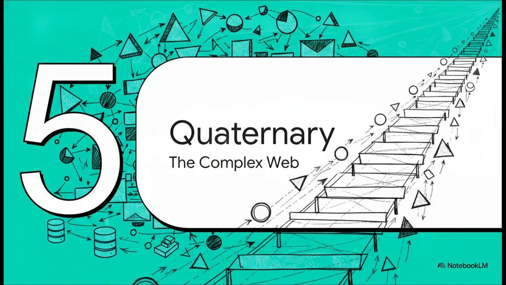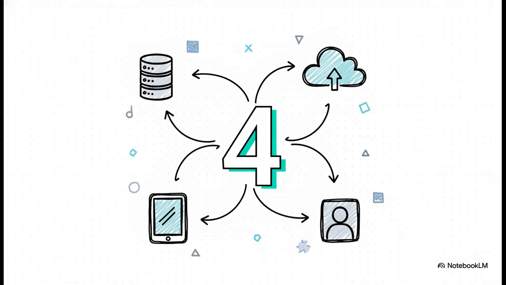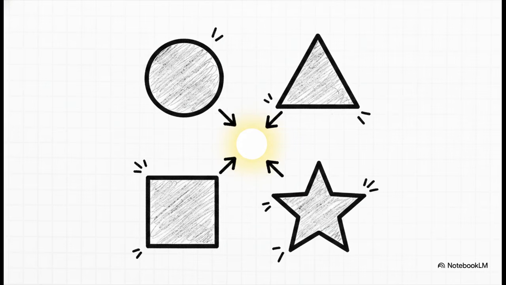Section 5, Quaternary, the complex web. Let's see how this builds into an even more complex web of data at the very top of our ladder. 4. The quaternary relationship. 4 different entity types, all bound together in one single simultaneous relationship. A quaternary relationship involves 4 distinct entity types participating simultaneously in a single event.